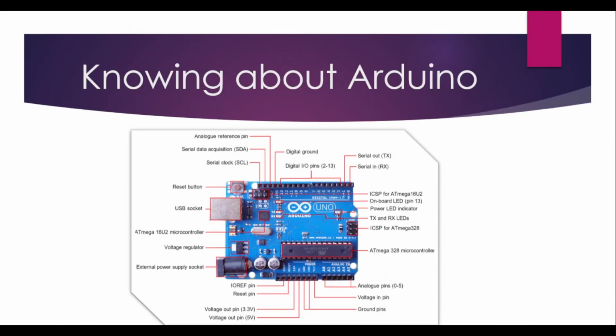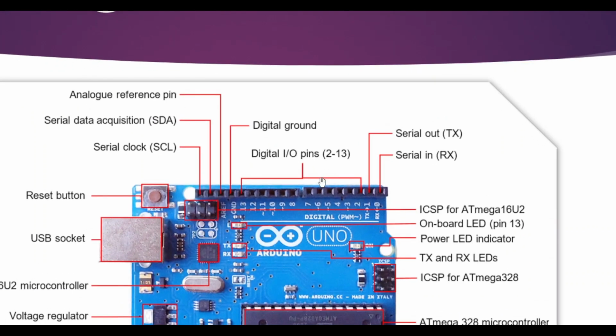Now, knowing about Arduino, about the pins. Here you can see some pins for digitalWrite. We give it input or output for 13, and number 1 is serial output TX, and number 0 is serial input RX. That means in means input and out means output.